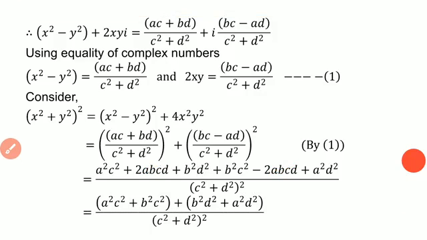So taking in this way, we get (a square c square plus b square c square plus b square d square plus a square d square) whole divided by (c square plus d square) bracket square.